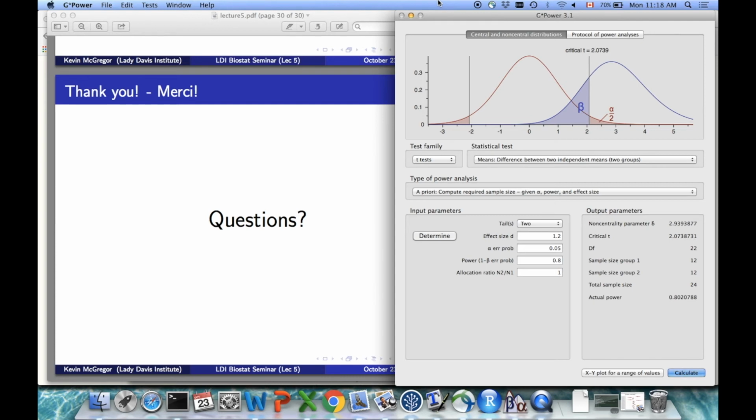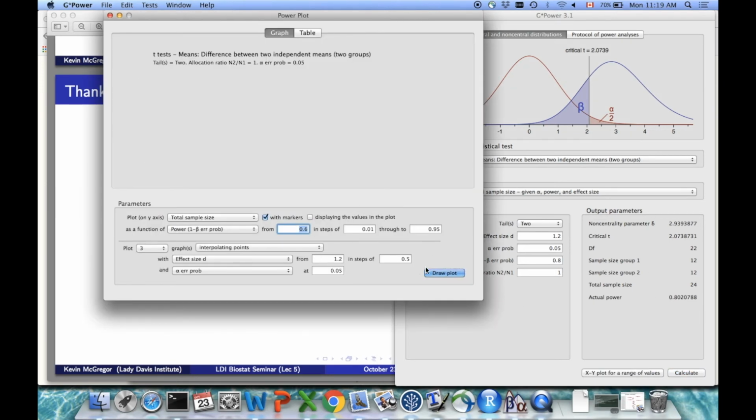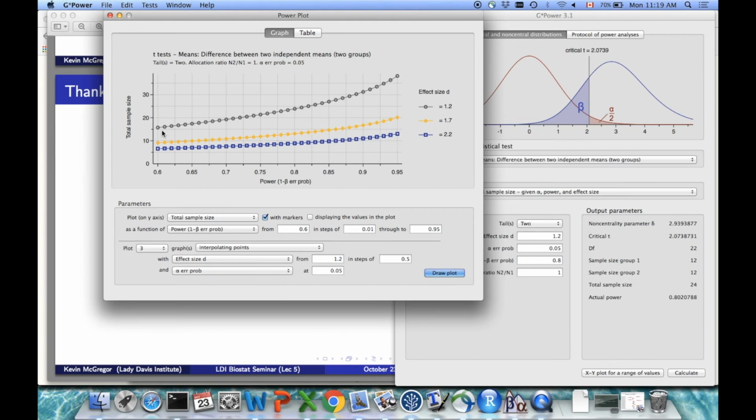I have a question about the last plot. You showed the total sample size. Does that include the control and cases together? So the total sample size is the sum of the two. So if you have a total sample size of 20, that would mean 10 in each group.